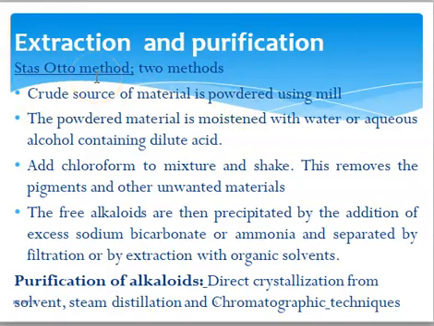Then it is moistened with water or aqueous alcohol containing dilute acid, and then you add chloroform and shake. This removes pigments and other unwanted materials. The free alkaloids are then precipitated by addition of excess sodium bicarbonate or ammonia, and separated by filtration and extraction. After this, we go to purification, because we need to purify. They are purified by direct crystallization or steam distillation and chromatographic techniques.